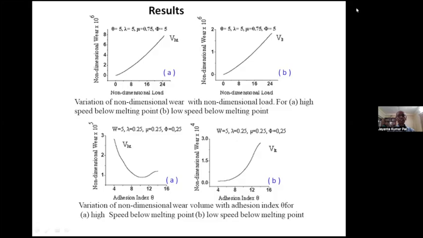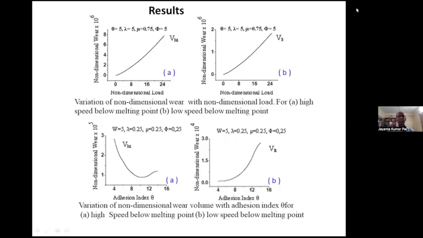Here again, we can take two cases. Case A is high speed below melting, and case B is low speed below melting also. In both cases, total wear volume rises monotonically with the increase in normal load, non-dimensional load. This is expected very much.